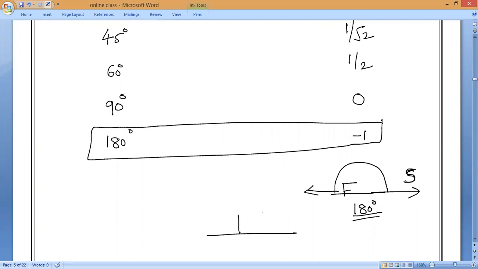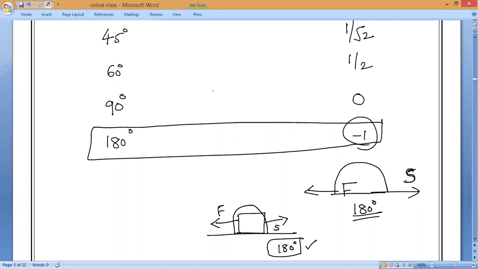Suppose this is the body. I am applying the force in this direction, but the displacement happens in this direction. The displacement is opposite to the direction of the force. So in this case the angle between the applied force and displacement is 180 degrees. So the work done will also come negative. Negative indicates the direction of force is opposite to the direction of displacement. So these are the values which you need.